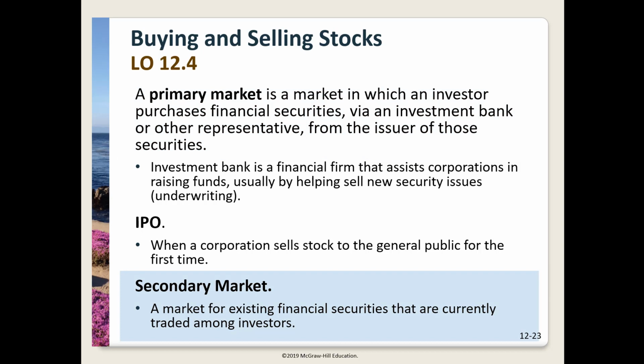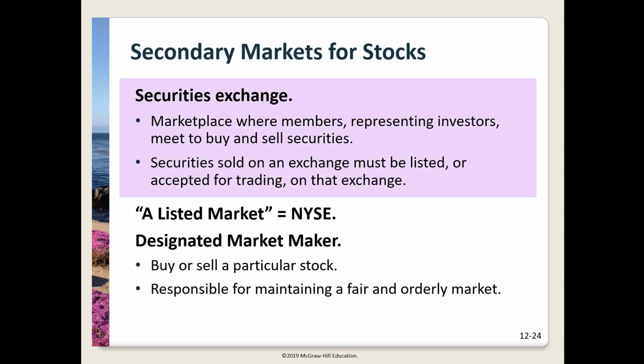In the secondary markets, stock trades are between 2 investors. No funds go to the issuer. A securities exchange is simply a marketplace where buyers and sellers come together to trade. In this case, they trade stock. Securities sold on a traditional exchange must be listed. When the news media refers to the listed market, they mean the New York Stock Exchange.